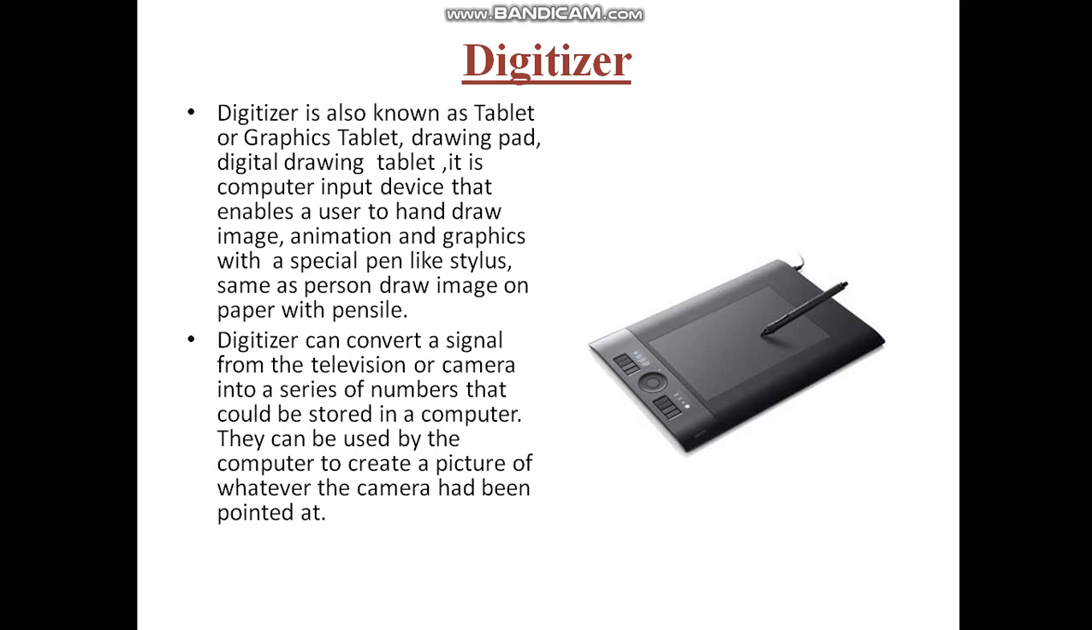A digitizer can convert a signal from televisions or cameras into a series of numbers that can be stored in a computer. They can be used by the computer to create pictures of whatever the camera had been pointed at.